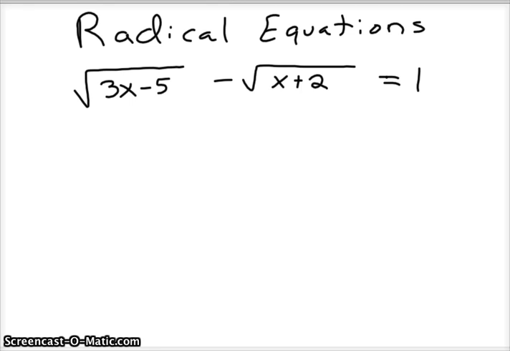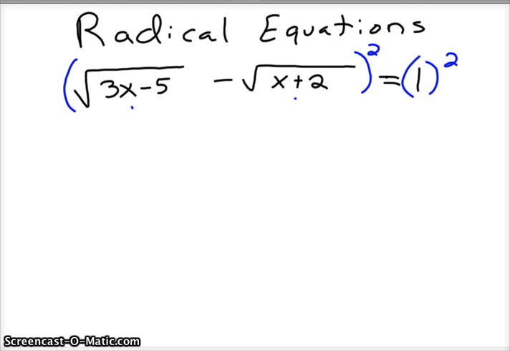Well, in this case, we've got two radicals. We've got the square root of 3x minus 5 and the square root of x plus 2. And so what we're going to want to do is go ahead and square both sides to start with, to try and eliminate the radical. That's the inverse of it. So you square both sides of the equation.